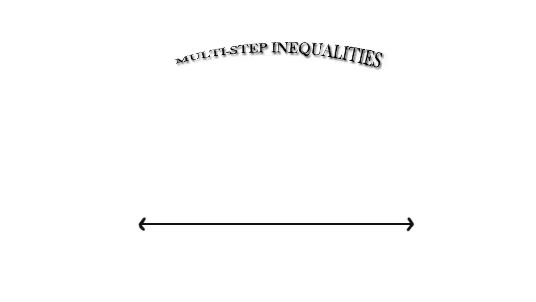Hello everyone. For this lesson, I'll show you how to solve multi-step inequalities and graph them on the number line here. Alright, so let's take a look at this example here. We have 2 less than negative 5n plus 3n.